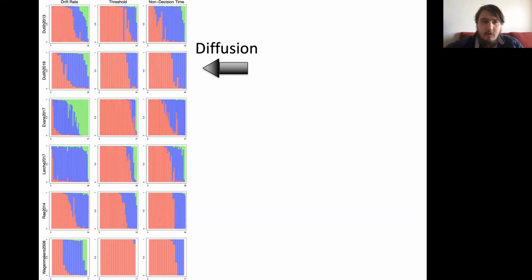For example, in this Dutil 2013 study, the result here is essentially that drift rate seems to decrease when you put people under speed emphasis. So does threshold, and non-decision time's kind of on the fence. Not super strong if it is.